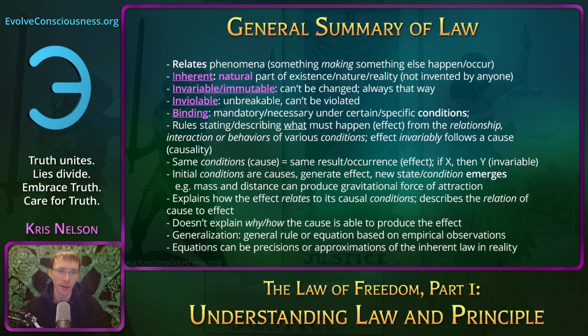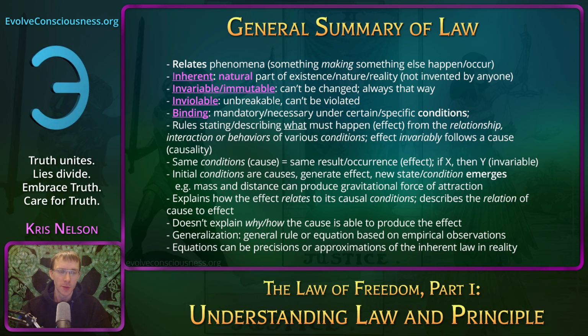The law is reflecting that invariability: given these specific conditions, you can reproduce it. If you can reproduce these conditions, then you'll always get the same result. And that's how the scientific method works. Initial conditions are causes. They generate an effect, and a new state or condition emerges. For example, mass and distance can produce the gravitational force of attraction.